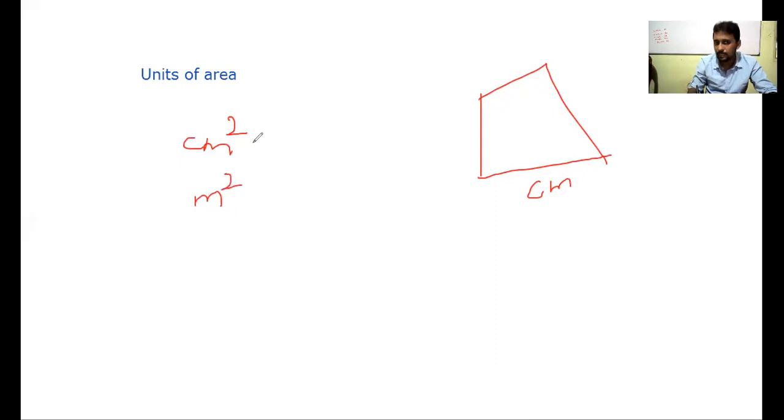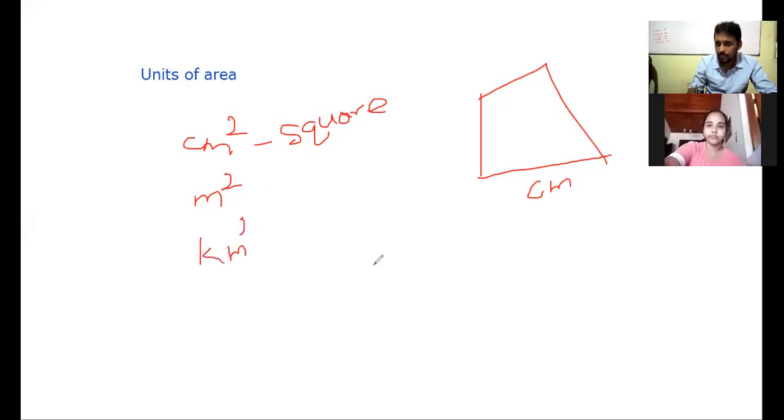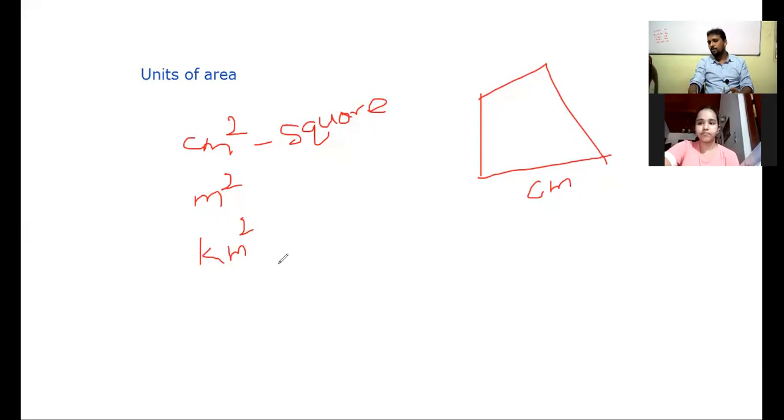Right, how do we read this one? Square. Right, square centimeters, square meters. If the figure length is given in kilometers, the area unit is square kilometers. Right, this is an important one. After you find the area, you have to write the unit.